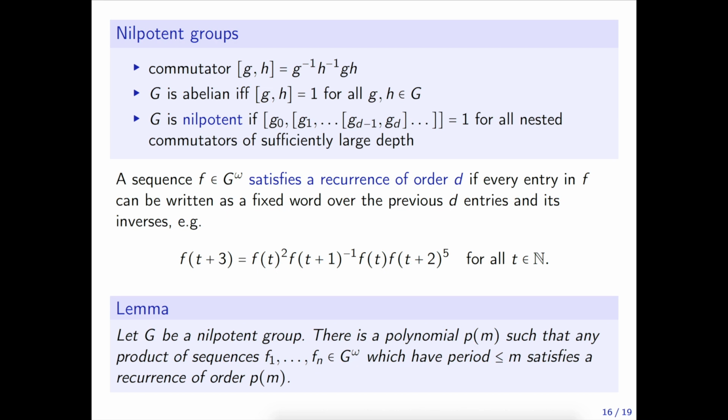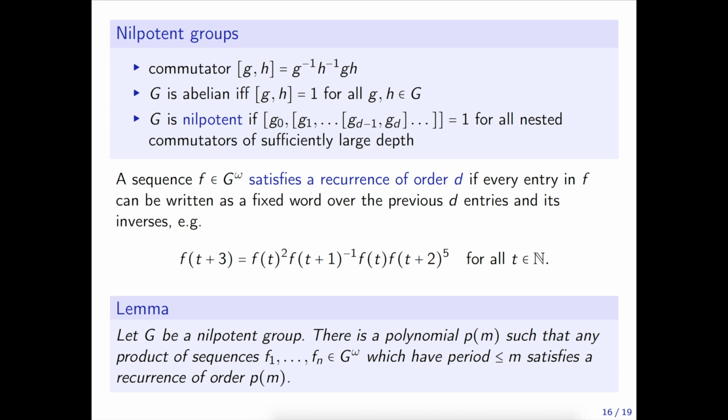And then we could prove the following lemma. Let G be a nilpotent group, then there exists a polynomial p of m such that any product of sequences with period at most m satisfies a recurrence of order p of m. In particular, the product is identically 1 if and only if it is 1 on the first p of m entries. So it suffices to check them. If they are trivial, then we know that the entire sequence is trivial.